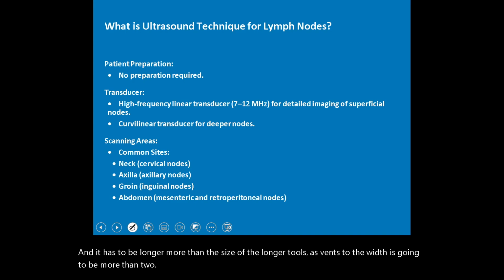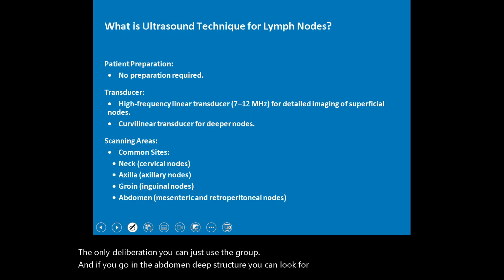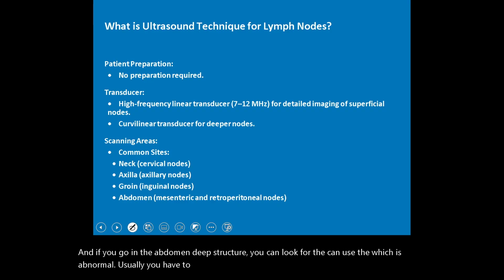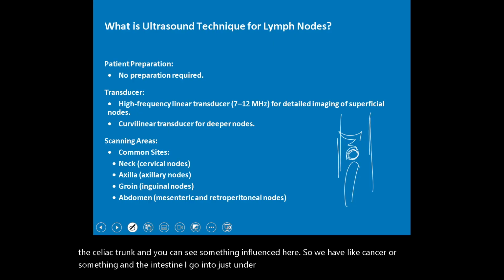You don't need preparation. You can just go with the linear probe, and for deep structures in the abdomen you can use the curvilinear, for the abnormal ones. Usually you go to the celiac trunk on the anterior aorta. You can go for the celiac trunk and superior mesenteric. You can see lymph nodes here. If you have cancer or something in the intestine and I want to look for lymph nodes, I go just under the celiac trunk.